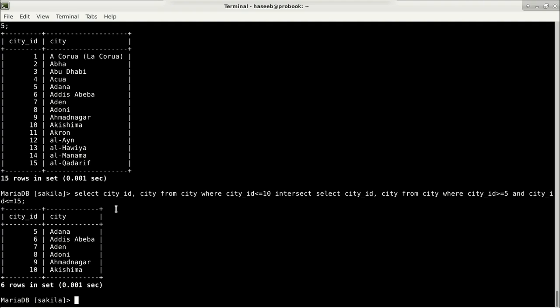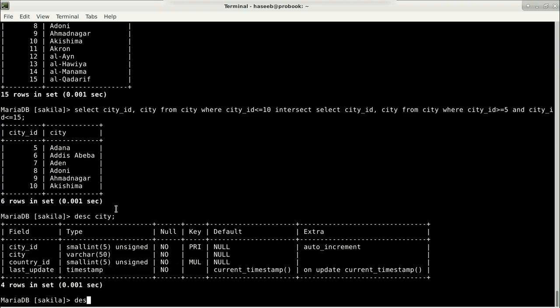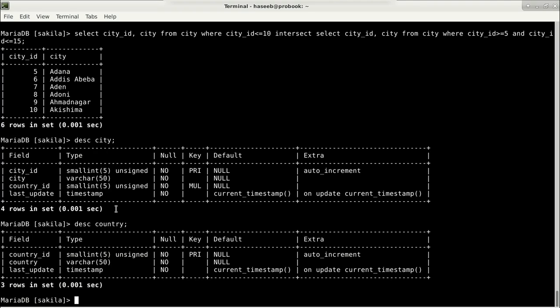Now let's say describe city, describe country. These are two tables, country table and city table. Now let's say I don't know joins, because we have not yet studied joins, but the requirement is to display city ID, city name, and the country in which that city is located, which means the country name.